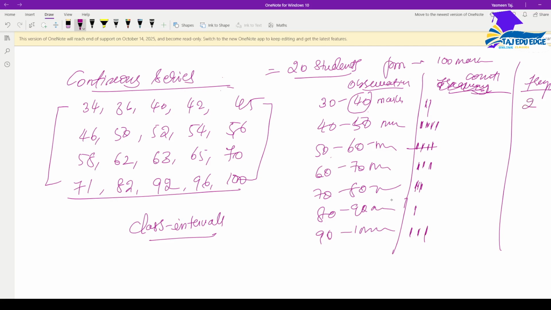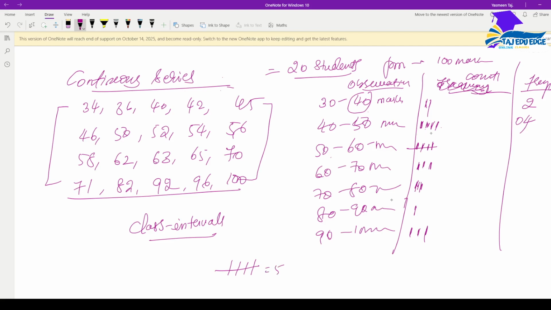There are two students who have got between 30 to 40. There are four students, 1 2 3 4. This is just numbers. In your LKG, UKG, or first standard to fifth standard, when you are learning addition, you may be using sticks, lines, right, to count. When we put 1 2 3 4 lines and we put one horizontal cross line over those 4 lines, it becomes 5. Okay, so it will be easier for us if we make it like this.